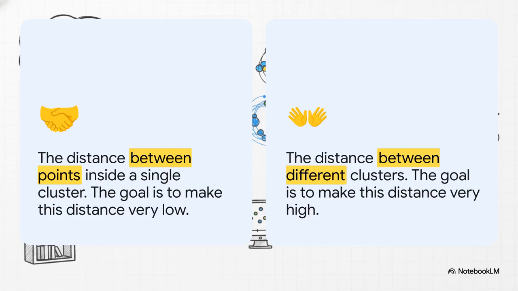The second is inter-cluster distance. That's the distance between the different groups. You want that to be as high as possible. That means your groups are very distinct and different from one another. Low on the inside, high on the outside. Get that right, and you've nailed it.